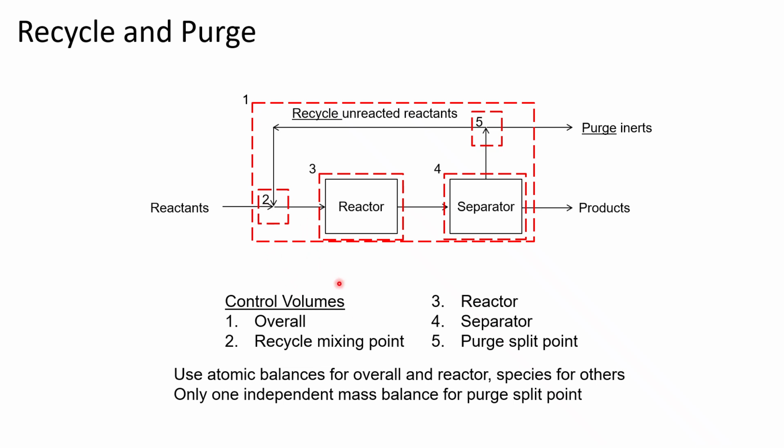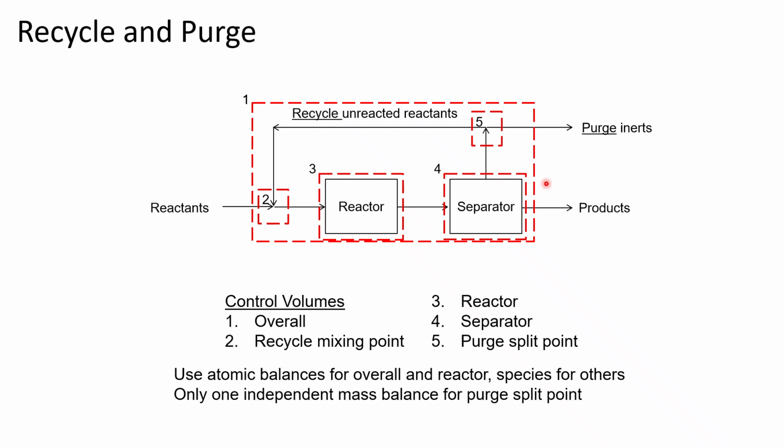If we perform mass balances for any control volume that involves a reactor, then we're going to use atomic balances to perform the mass balances. For all other control volumes, we're just simply going to use molecular species balance. So control volume 1, the overall one, contains a reactor, so we would use atomic balances for that. Control volume 3 is around the reactor alone. We will use atomic balances for that.